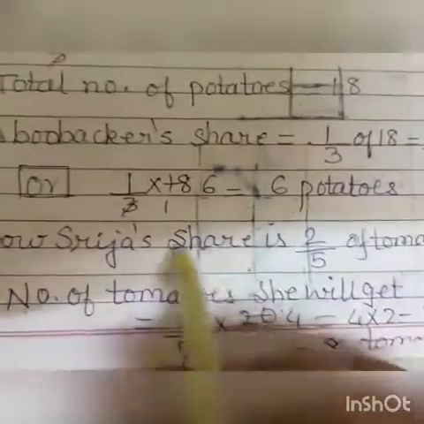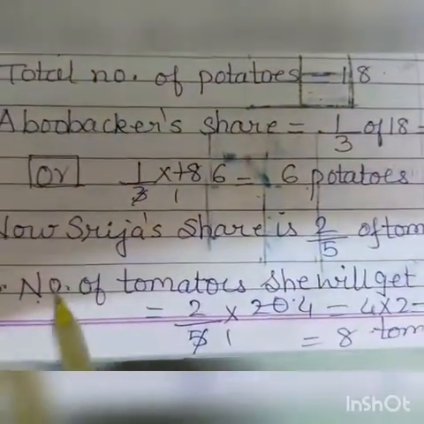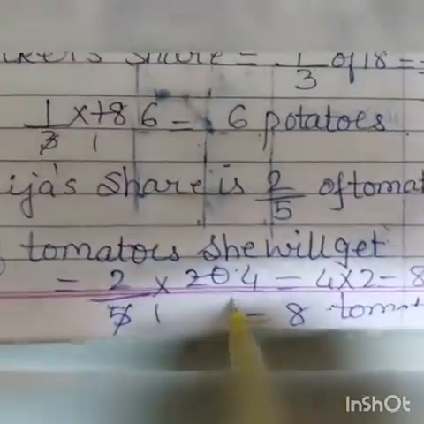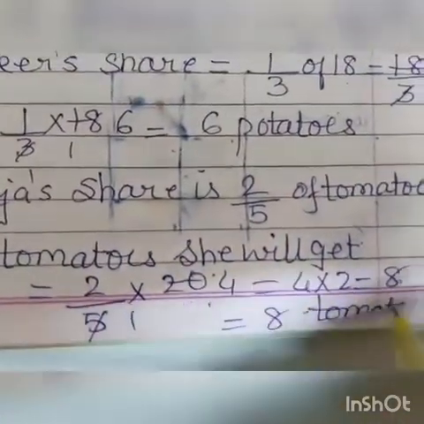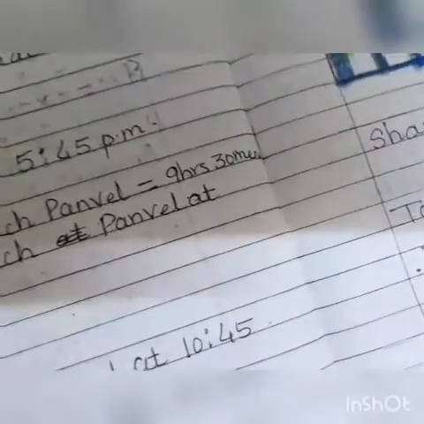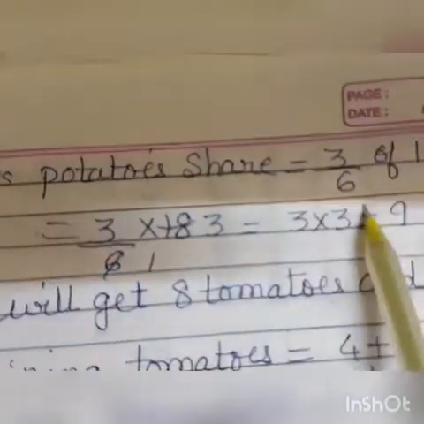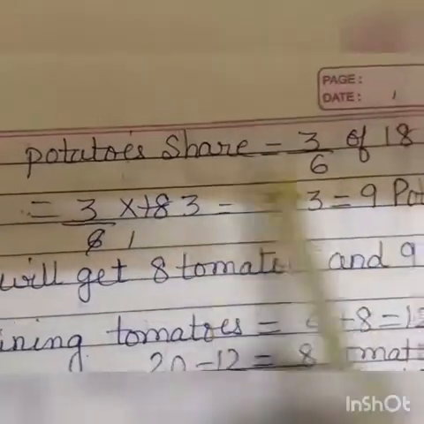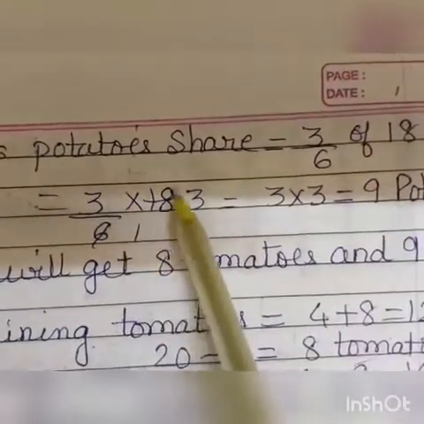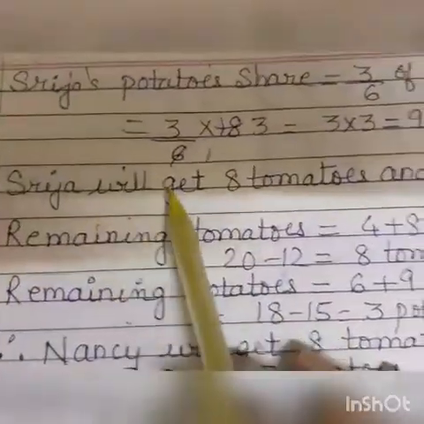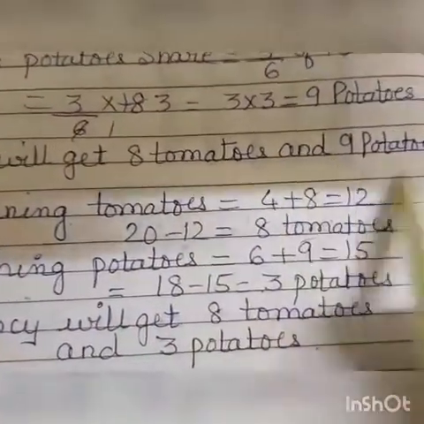Now Srija's share is 2/5 of tomatoes. So how many tomatoes is she going to get? 2/5 multiplied by 20, that is equal to 8. 4 into 2, 8 tomatoes she is going to get. And what is her share of potatoes? 3/6 of potatoes she is going to get. So 3/6 of 18, 3/6 multiplied by 18, that is 9 potatoes. So Srija is going to get 8 tomatoes and 9 potatoes.